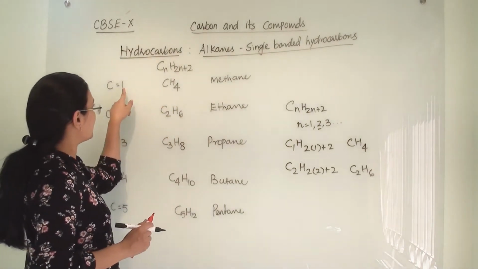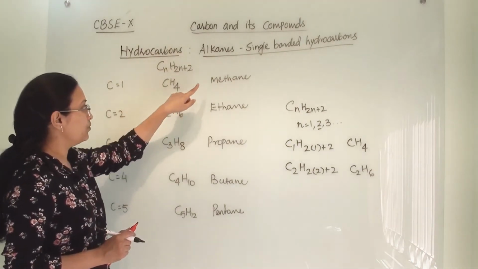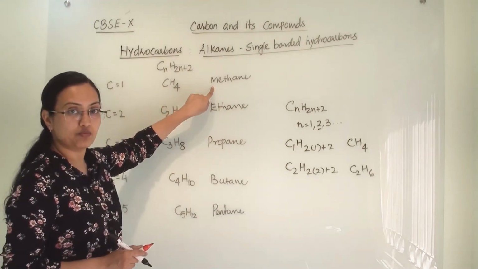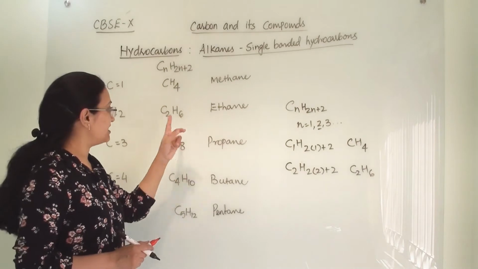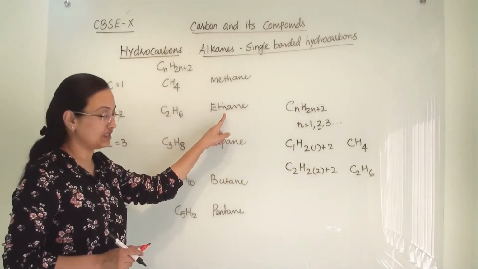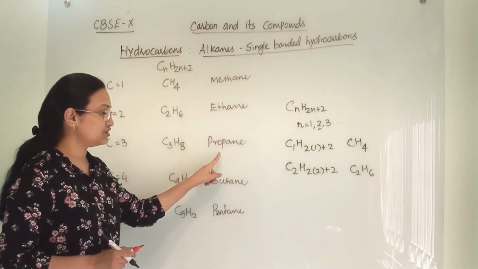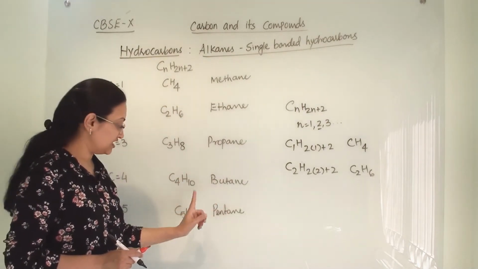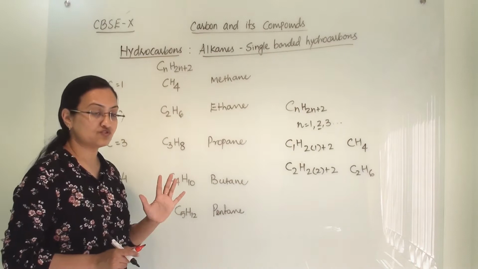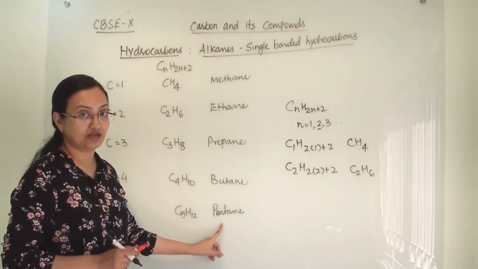When carbon equals 1, when there is a one-carbon alkane molecule, it is known as methane. When there are 2 carbon atoms, it is known as ethane. When there are 3, it is known as propane. When there are 4, it is known as butane. And when there are 5 atoms of carbon, it is known as pentane.